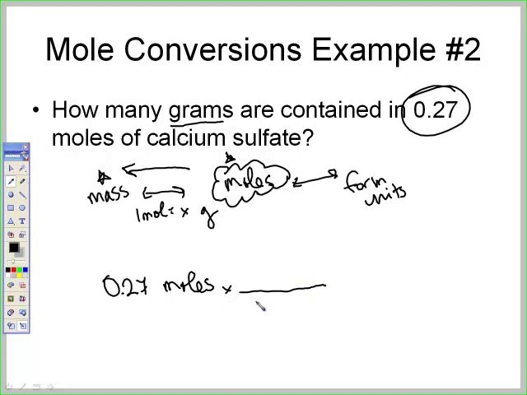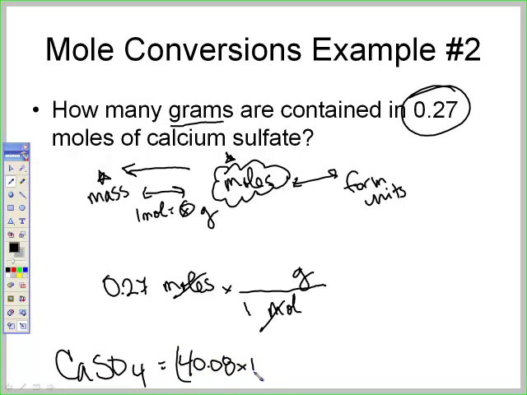So in this one conversion factor, 1 mole would go on the bottom, and X grams would go on the top. And that's just so your moles can cancel. Well, I need again to figure out what X is, so I'm going to take calcium sulfate and figure out the molar mass. Calcium is 40.08, and there's one of them. Sulfur is 32.07, and there's one of them. And oxygen is 16, and there's 4 of them.